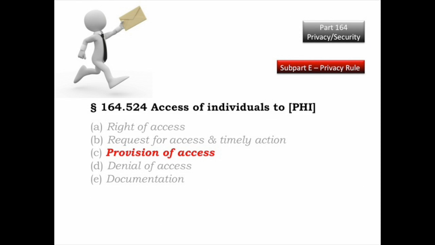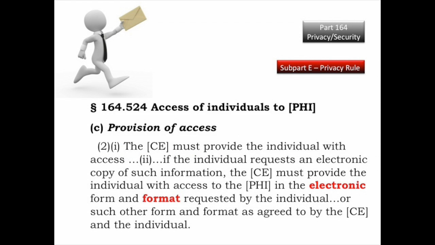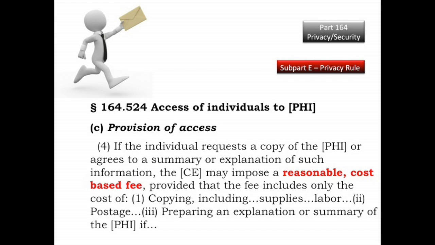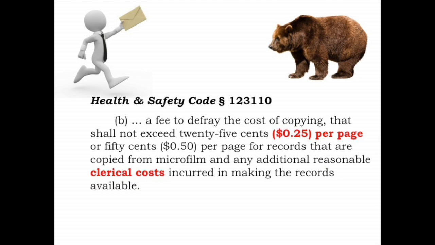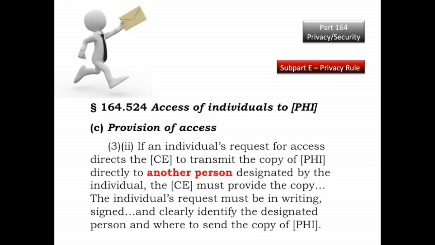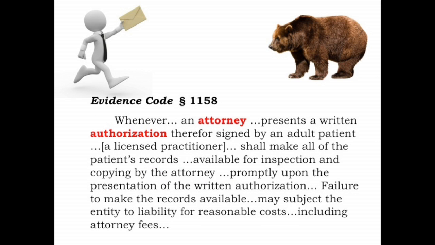HIPAA subsection C establishes guidelines for providing access. The privacy rule requires providers to accommodate requests for electronic PHI. Providers may impose a reasonable, cost-based fee to provide copies of records. California allows a maximum charge of 25 cents per page, plus clerical costs. A patient may designate a third party to receive copies of their PHI. California's Evidence Code allows attorneys to obtain medical records for their clients.